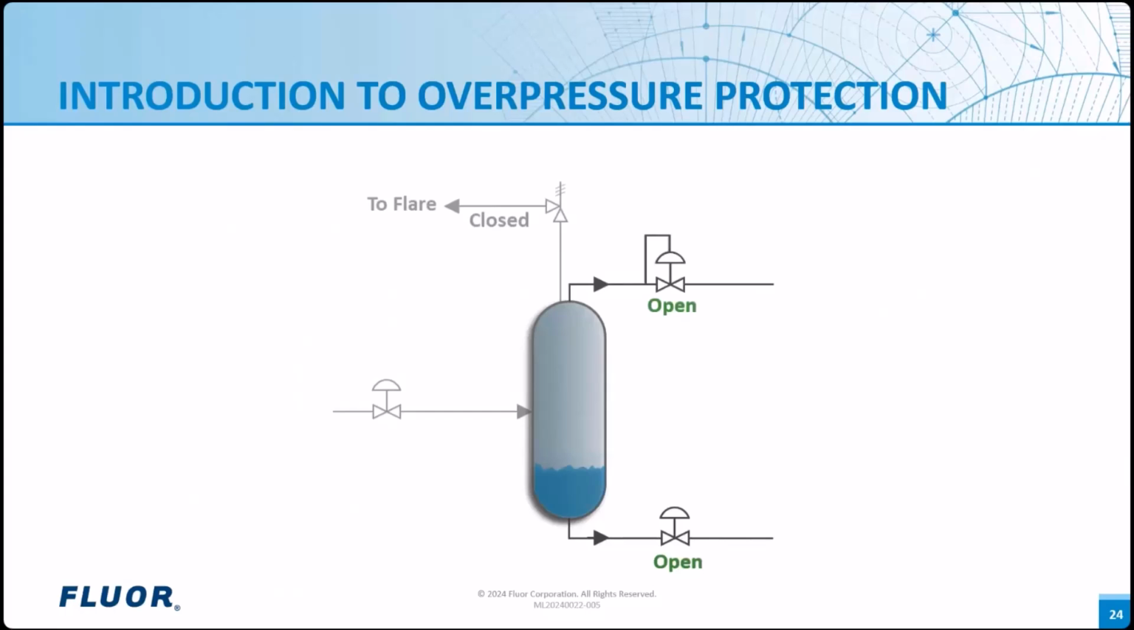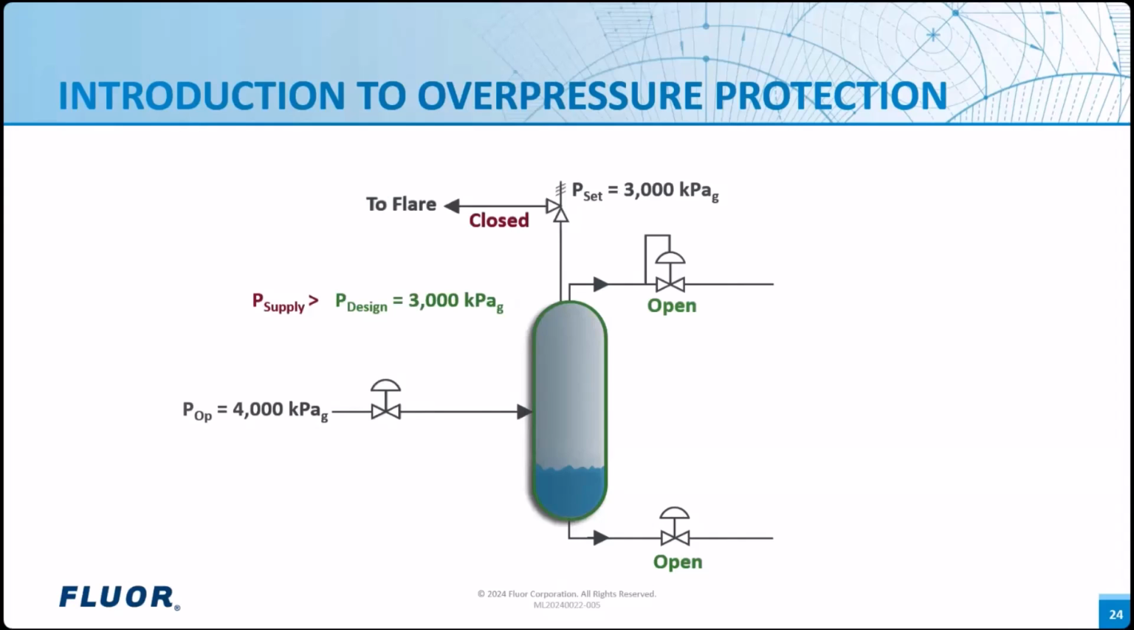In this example, the feed supply pressure is 4,000 kPa(g), but the separator is designed for 3,000. Since the feed supply pressure can exceed the design pressure of the vessel, overpressure protection is required, for example, to protect against the closure of the vapor control valve. A PSV is provided with a set pressure equal to the design pressure in this case.